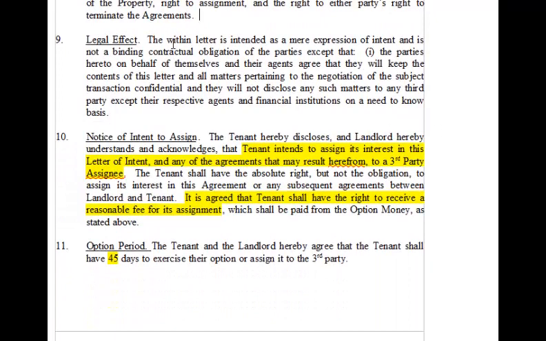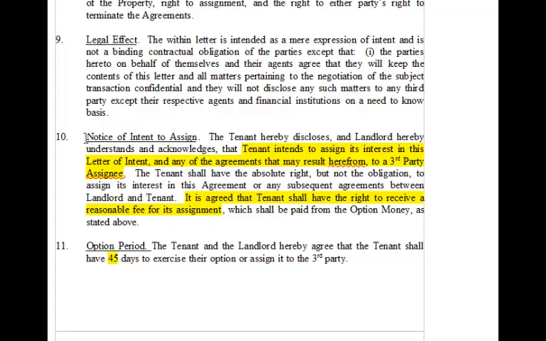Legal effect, that's just a legal paragraph. Within the letter is intended a mere expression of intent and not binding. And the parties hereto, on behalf of themselves and their agents, agree that they will keep the contents of this letter and all matters pertaining to negotiations of the subject transaction confidential. They will not disclose any such matters to any third party, except their respective agents and financial institutions on a need-to-know basis. Now, this number 10 is important.